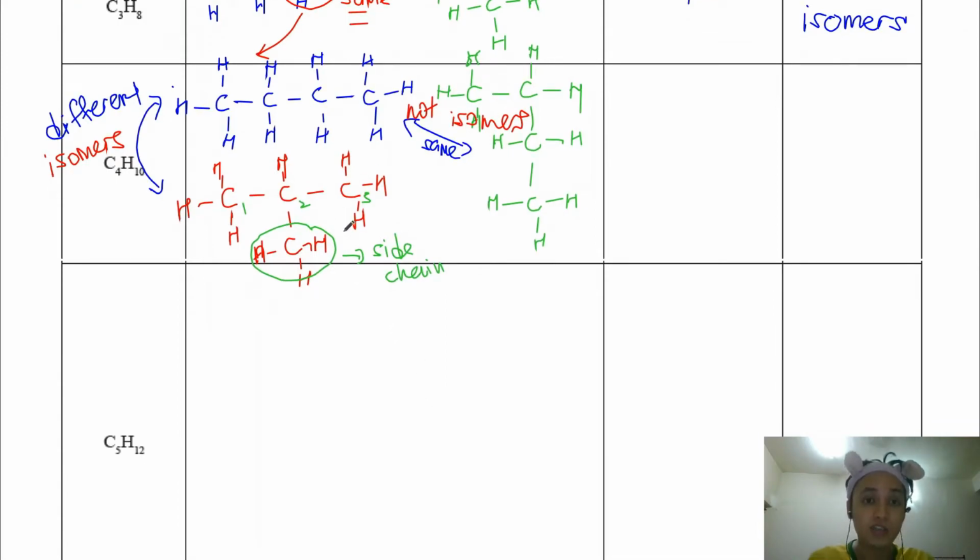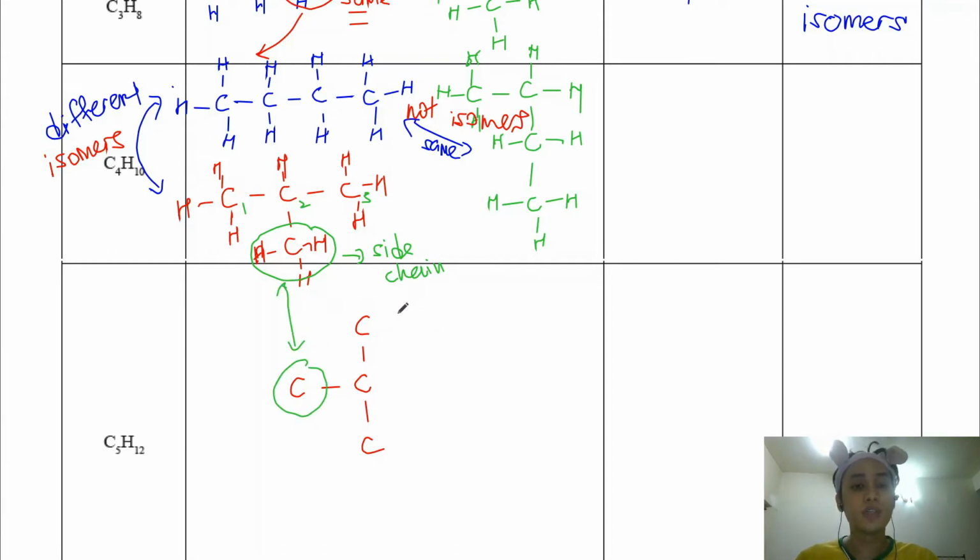Now let's say I draw another way of drawing this thing. If I draw it in this way, for example like this, C, C, C, C. Now this and this is actually the same thing, because this part is here, the same thing. Just that one I draw as horizontal, one I draw as vertical. Meaning I'm just rotating the whole structure. So that is what we mean by different structural formulas.